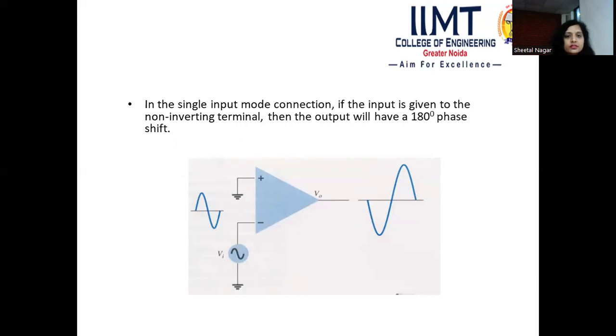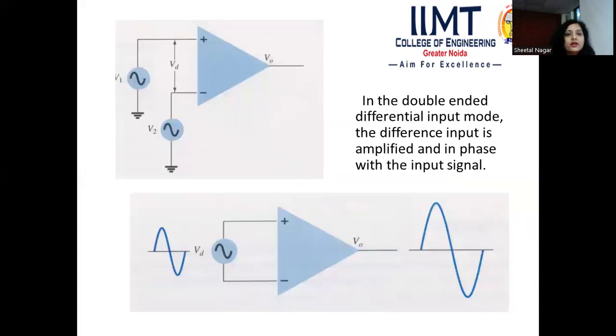In this case also, we applied an input voltage as shown in the figure. We are applying a sinusoidal voltage at the inverting input, and we will get the output with a 180-degree phase shift for the sinusoidal signal also. Now, this is the case for the double-ended differential input mode, and the differential input is amplified and in phase with the input signal also.